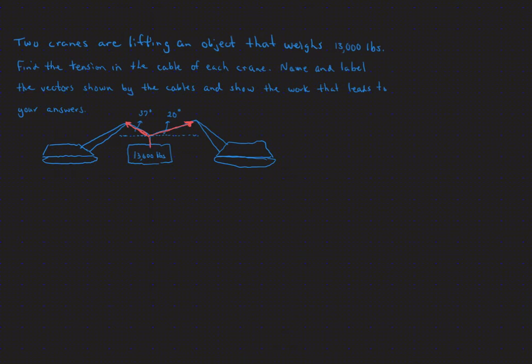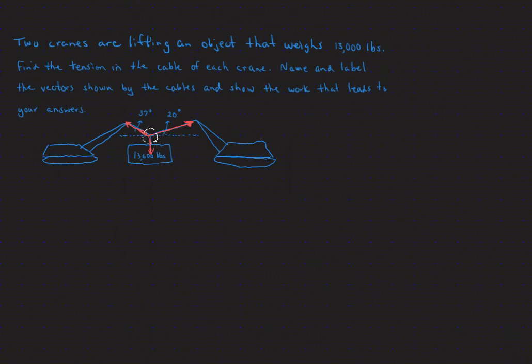And then we also have this weight that's going down. So what we have then is that the sum of the forces acting around this point are going to equal 0. So it's in equilibrium, that is that 13,000 pound weight is suspended there in the air. It's not moving up or moving down or moving right or moving left. That means that the sum of all the vertical components and horizontal components must be equal to 0.